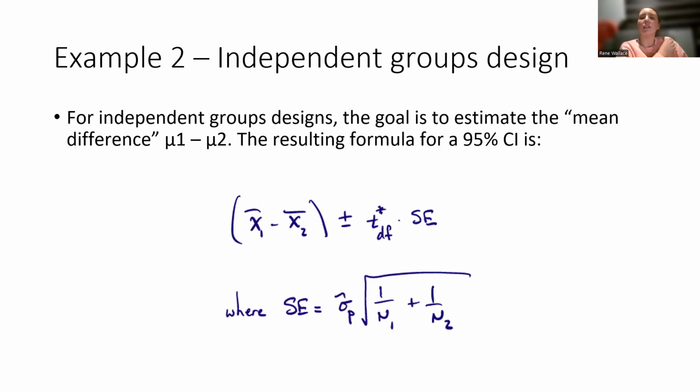What if it was an independent group design? What if we didn't just have one population that had the experiment, right? We had two different groups. We had our experimental group and our control group. So for independent group designs, the goal is to estimate the mean difference, right? Mu1 minus mu2. And the resulting formula for this 95% confidence interval looks like this. So we have (X bar 1 minus X bar 2) in parentheses plus or minus t asterisk DF times SE. Look at this, we have our standard error where sigma hat for the population is times the square root of 1 divided by n1 plus 1 divided by n2.